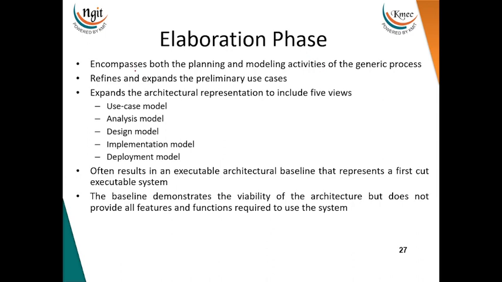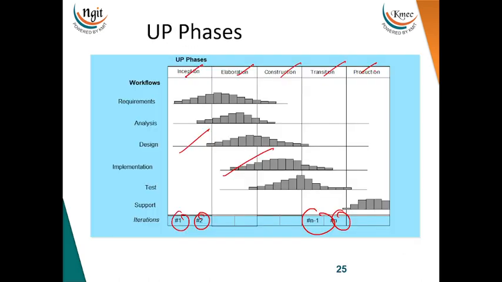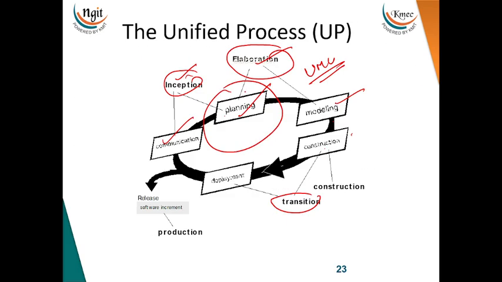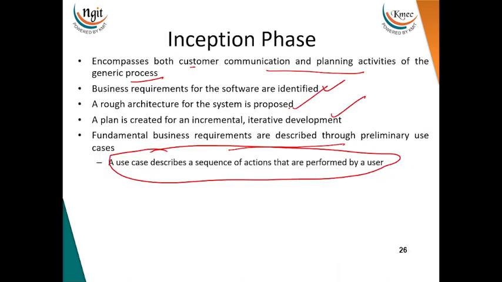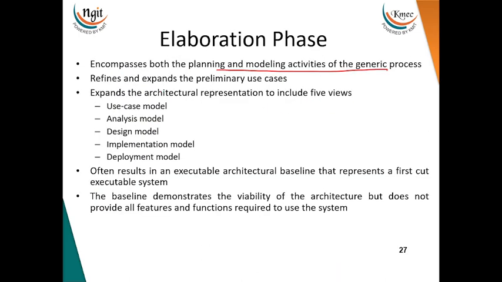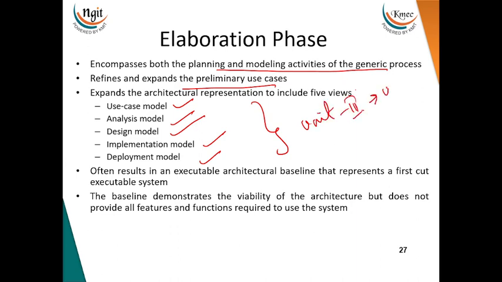What is that? Elaboration emphasizes both the planning and modeling activities of the generic process. Both planning and modeling parts are there here. It refines and expands the preliminary use case model. The expanded architecture represents five views: the use case model, analysis model, design model, implementation model. This we can see in unit 3 also, where we are going to see UML.